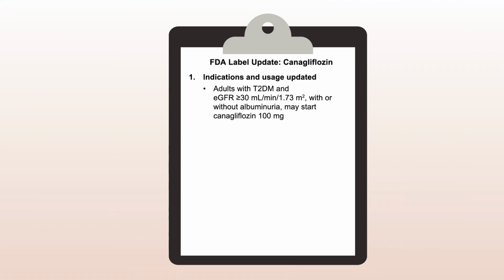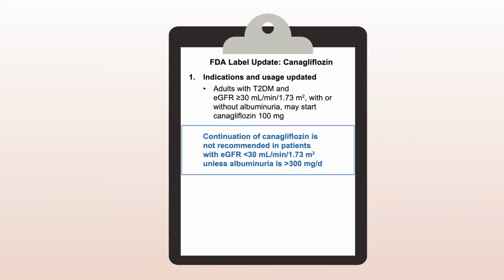Now, I want to share with you something that literally was just published, and it's a major change in FDA label, which frankly does not occur often. But I think it's important as clinicians that you know this. Number one, adults with type 2 diabetes and an eGFR as low as 30 with or without albuminuria may start, and of course this is the canagliflozin label, 100 milligrams of canagliflozin. However, continuation of canagliflozin is not recommended in people whose GFR falls below 30 unless they have greater than 300 milligrams of albumin. Again, another reason to measure albumin.